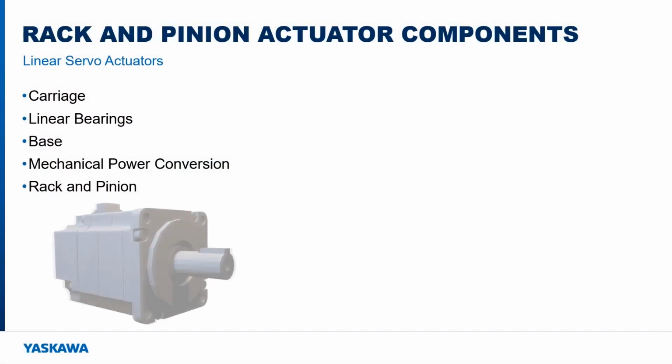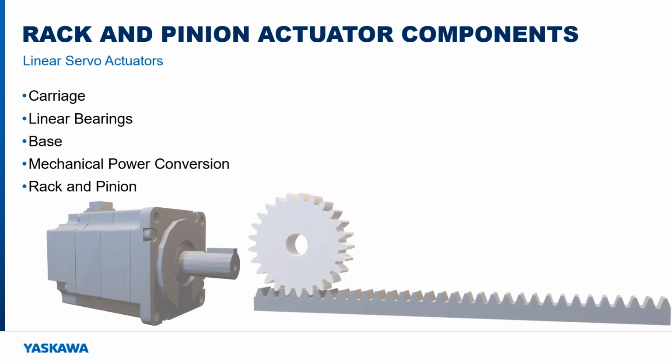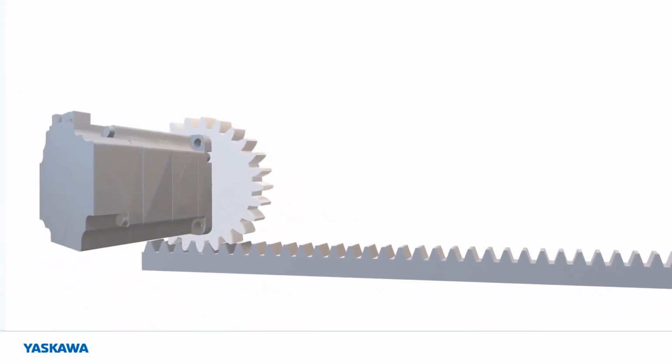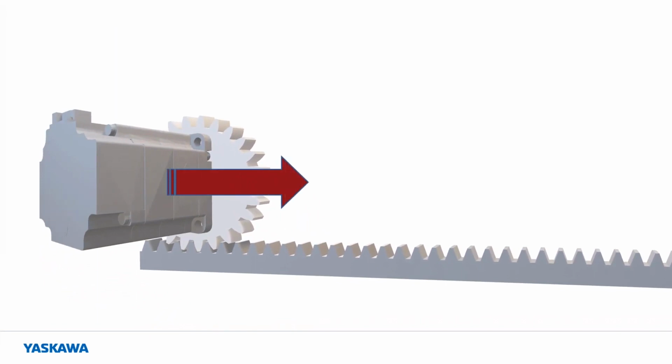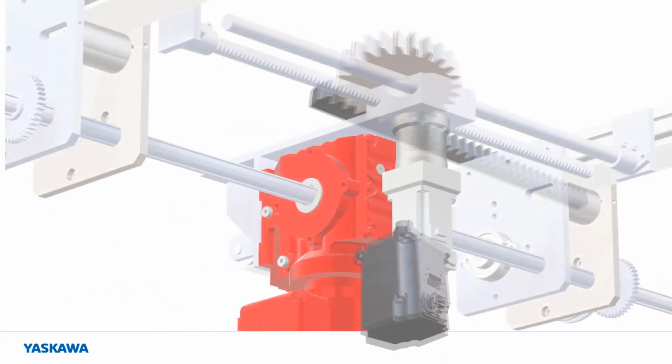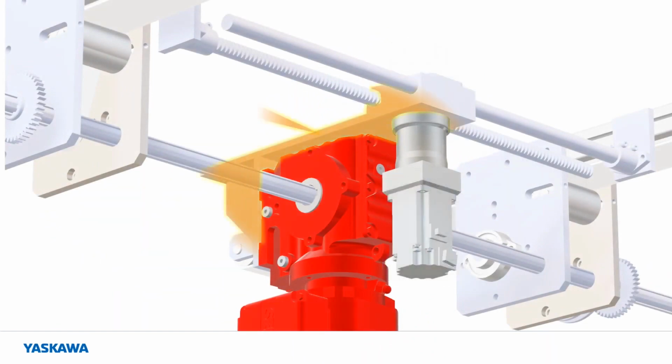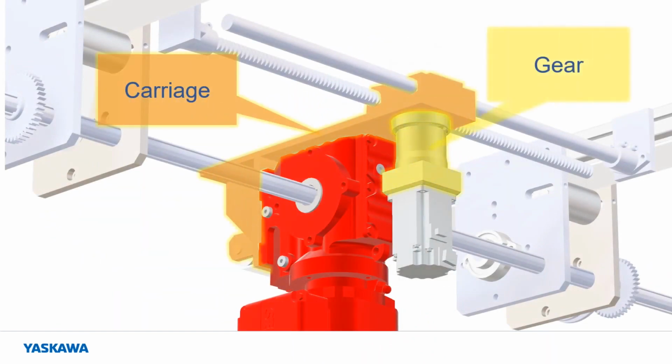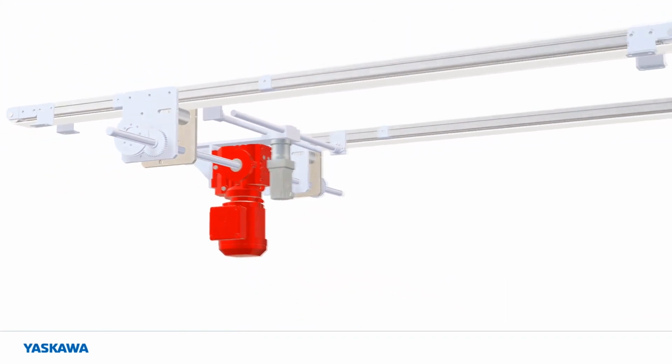A rack and pinion system is typically comprised of a motor that drives a pinion, moving itself along a fixed rack like a train on a track. The motor is mounted to the carriage, driving the pinion through a gear reduction to move the entire assembly.